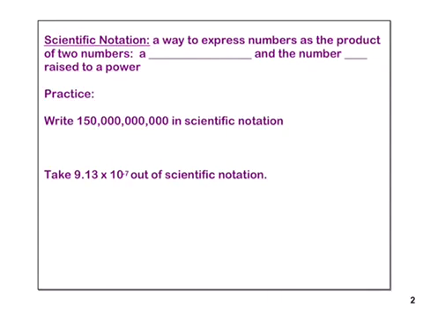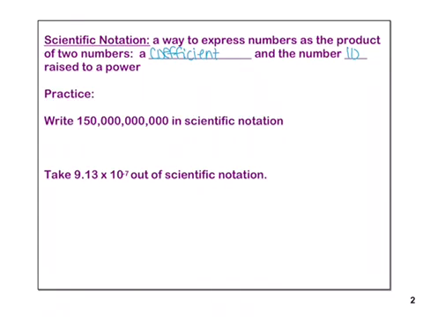Scientists also use scientific notation. We've worked with scientific notation before. This is a way to express really large numbers or really small numbers. It's a way we write numbers as a product. We use a coefficient and a number times 10 raised to some power.